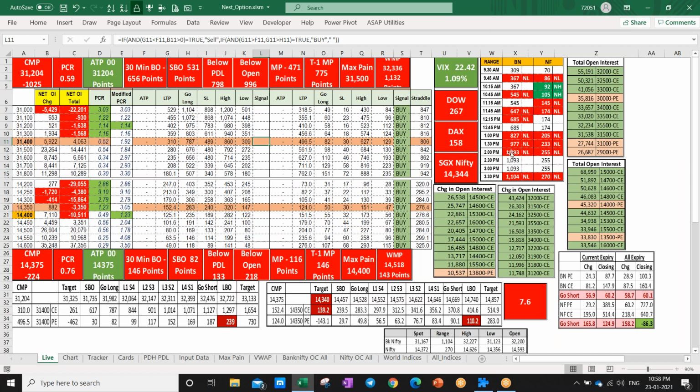Okay, and then you can see the range here. Every half an hour, 15 minutes, whatever important timings you take note of, for every important timing you can see what range it has created. Whenever it is hitting a new low, it will show NL. If it's hitting a new high, it will show NH. This will give you an indication every now and then of how the market is behaving, whether it is breaking the upside or downside.